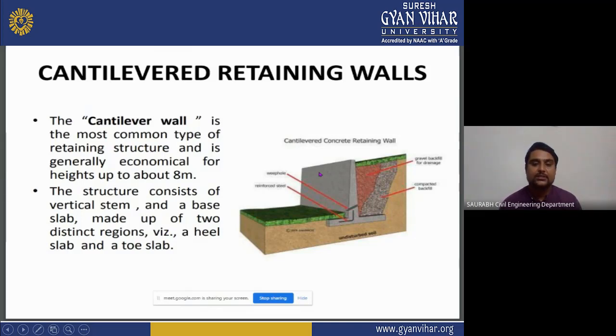The structure consists of a vertical stem and a base slab made up of two distinct regions, a heel slab and a toe slab. As you can see here, there is a weep hole and reinforcement steel is also provided in the cantilever retaining wall. This is your gravel backfill for drainage, and that is your compacted backfill, and these are all the components of a cantilever concrete retaining wall.